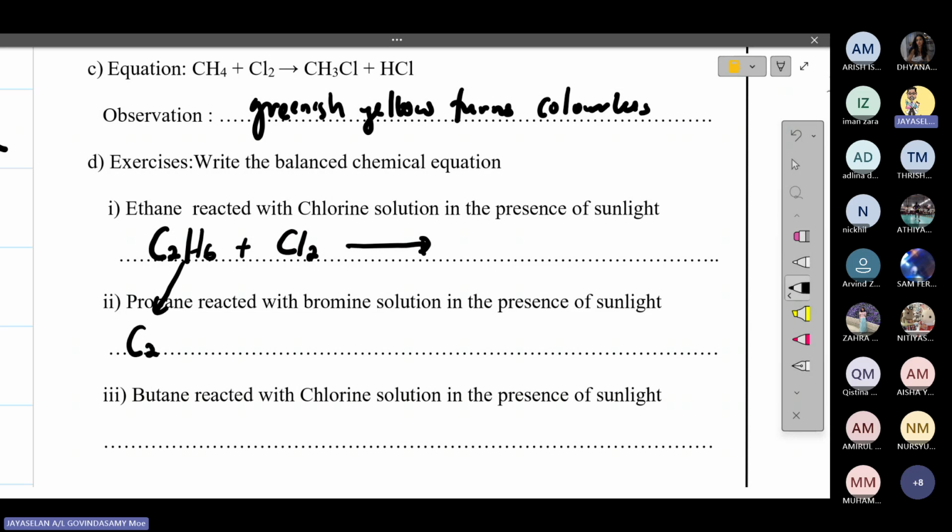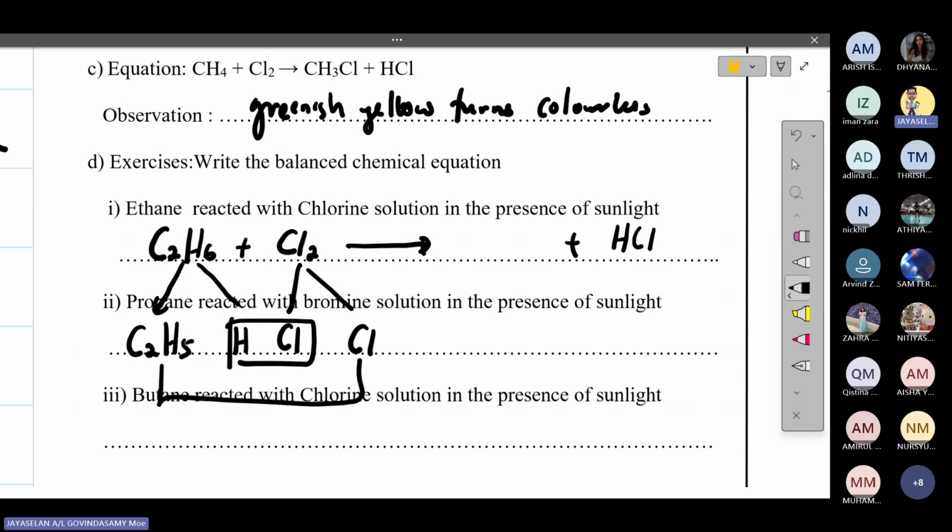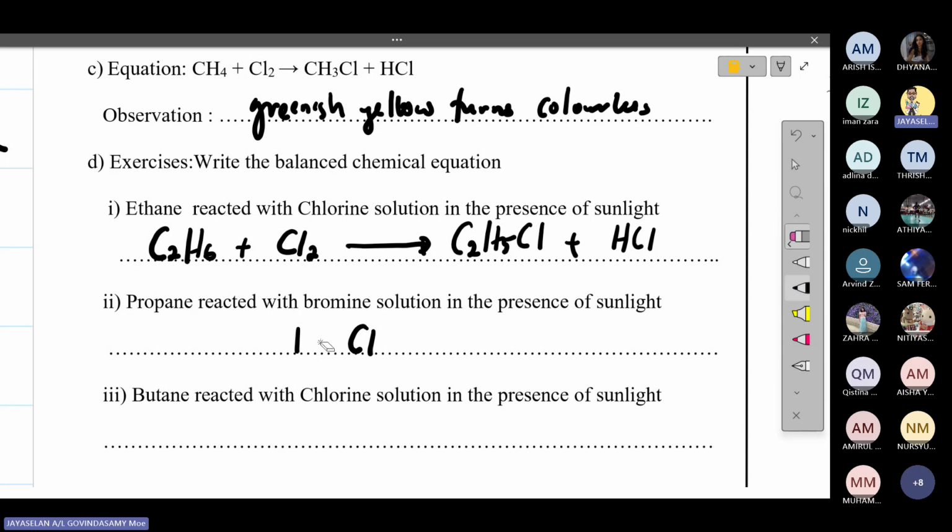C2H5, just break one hydrogen atom, put here 1 Cl, 1 Cl. These two combine, you put here HCl, hydrogen chloride. This one put at the back, C2H5Cl. Settle. You already score 1 mark, 2 marks, sorry. Any question? No question. Now propane, you do. Okay, propane, 1 minute.